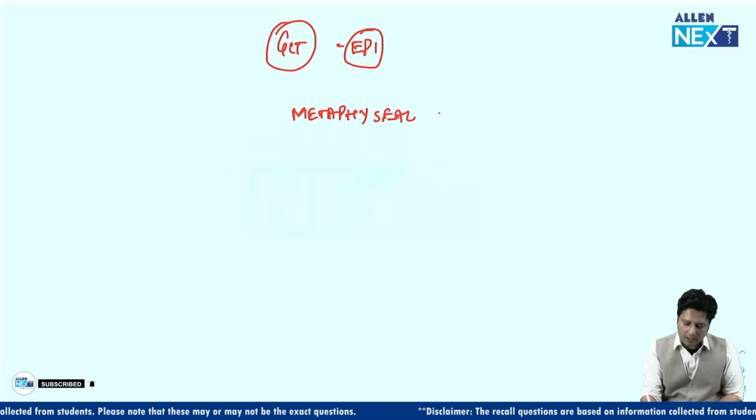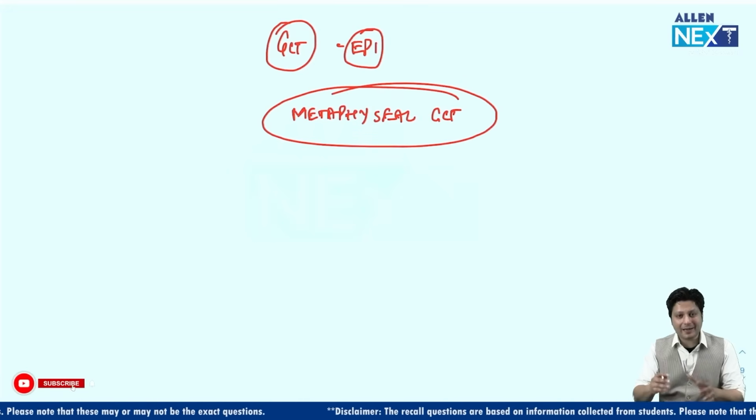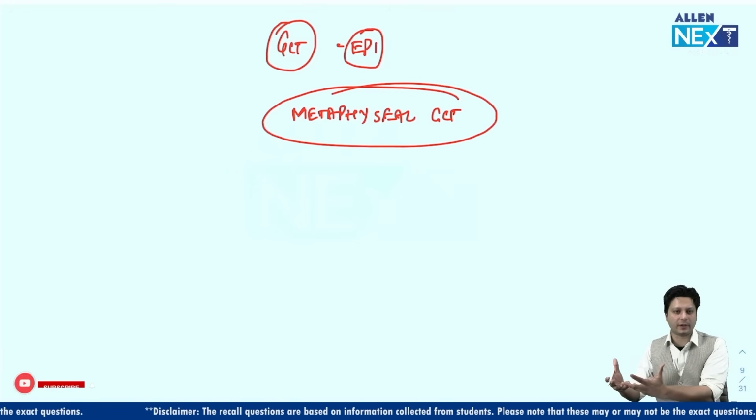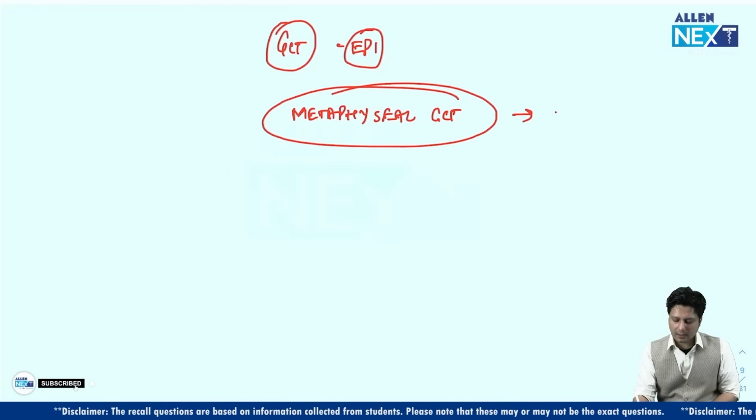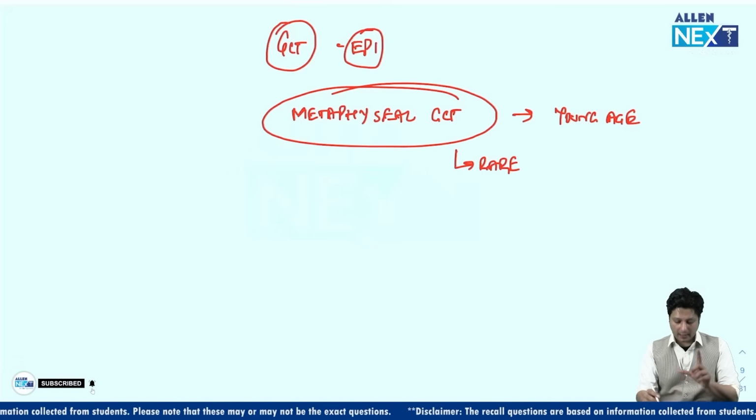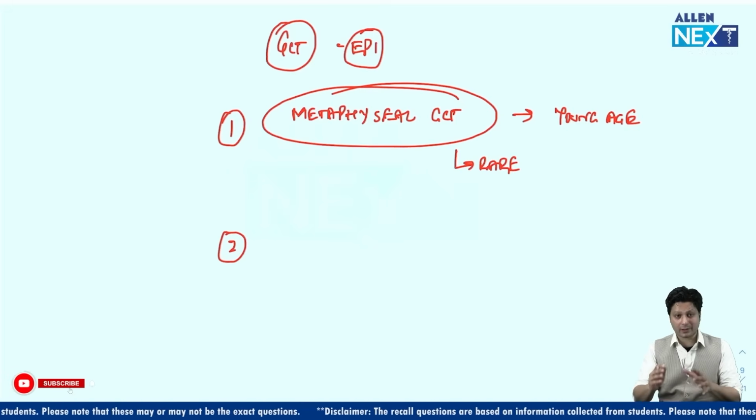So you see, if the GCT is appearing earlier in the course, like if the GCT is happening in an adolescent individual, then it could be a metaphyseal GCT also. So young age, although this phenomenon is too rare to happen.